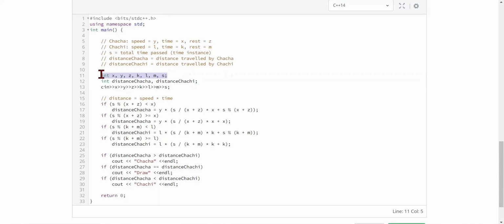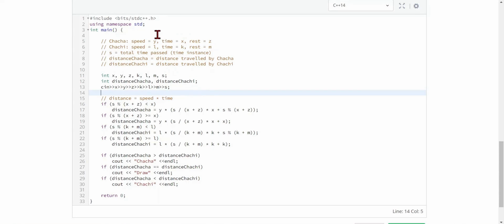So initializing the required variables, taking the respective input as given in the question: x, y, z, k, l, m, s, following these conventions. So here we have a simple formula, as we know, distance equals speed into time. For calculating distance, we need the speed, which is already given, and the time for which Chacha or Chachi is running. So we don't need to consider the time for which Chacha or Chachi is taking rest.